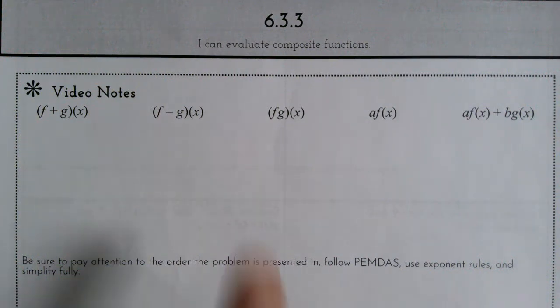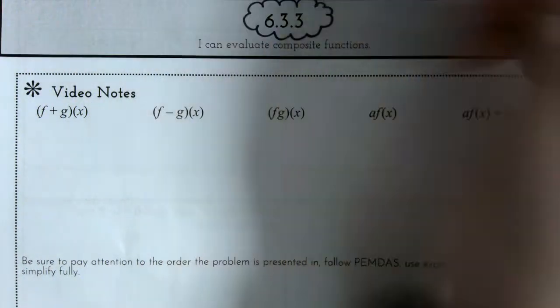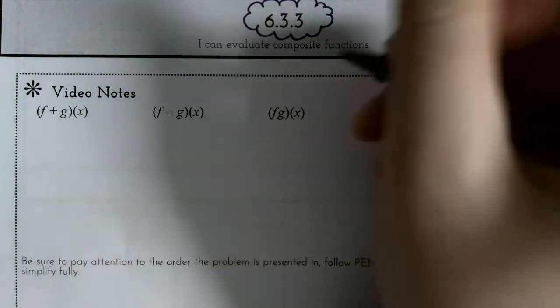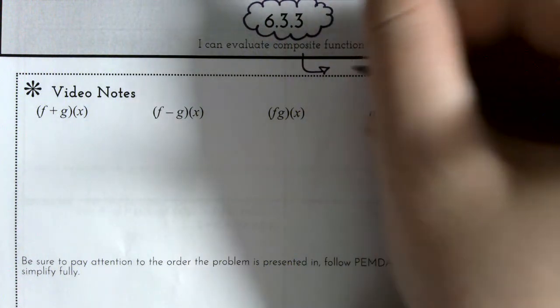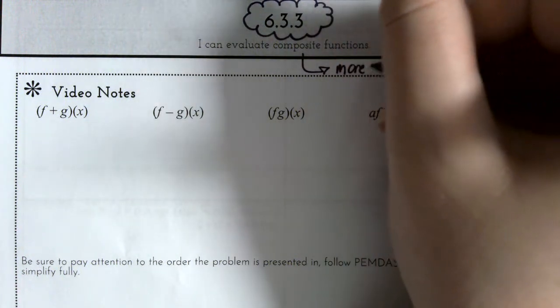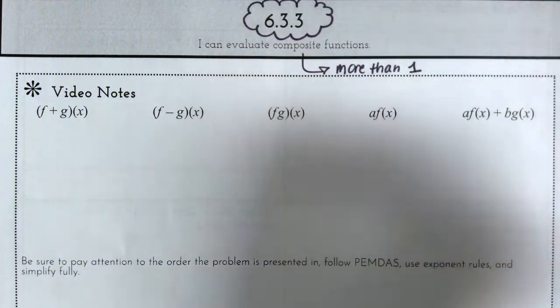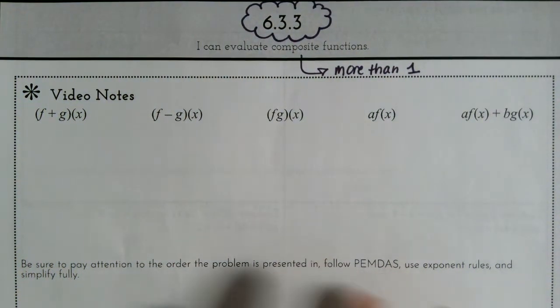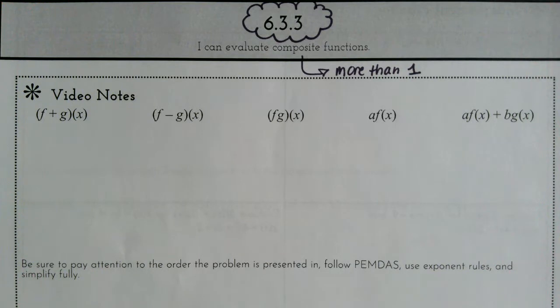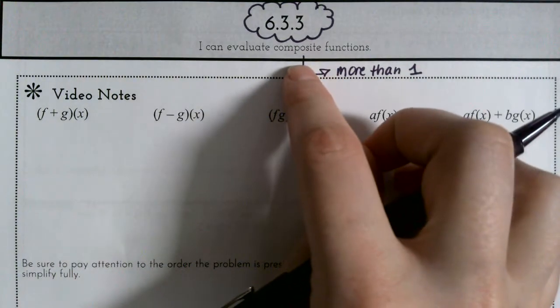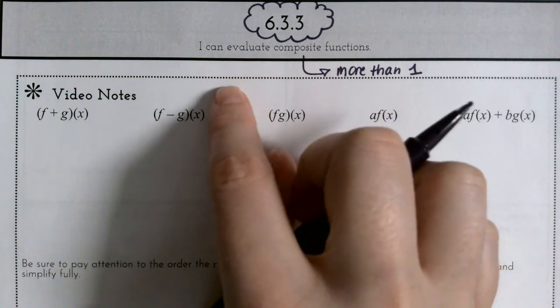Hello. In this video, we're going to go through learning target 633, which is to evaluate composite functions. And composite just means more than one. Sometimes that means taking one function and plugging it into another, kind of like systems of equations. And sometimes it means adding two together. There are lots of different composites, so it's not one template, it's lots of different things.